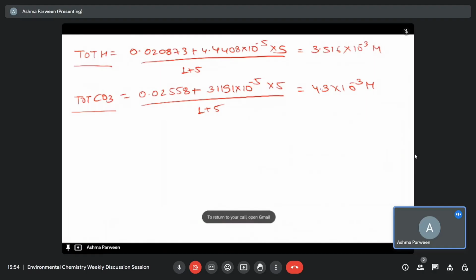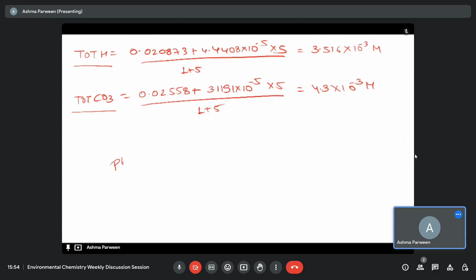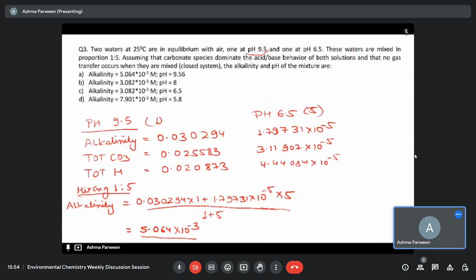So we have already calculated the alkalinity, which is 5.064, and the final pH, it was 9 point something, 9.56. So let's see which is the correct option. 9.56, and so A is the correct option: 5.064 into 10 raised to the power minus 3, and pH is 9.56. So let's move to the next question.